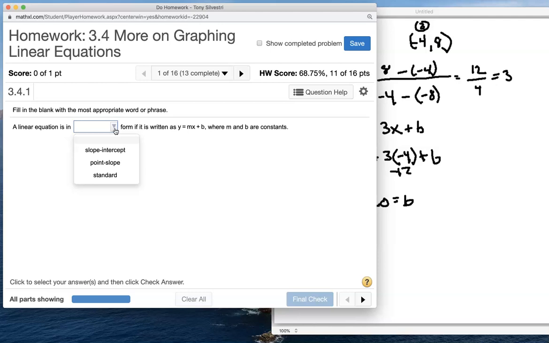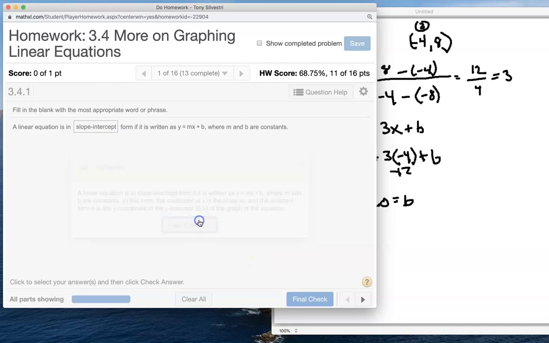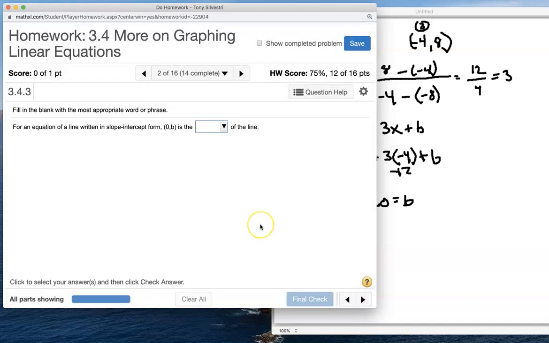A linear equation is in blank form if it's written in slope-intercept form. Slope-intercept form. Final check. Yes, fantastic. Thank you. For an equation that's written in slope-intercept form, 0, comma b, that point represents the y-intercept. The y-intercept. It crosses the y-axis at x is 0.